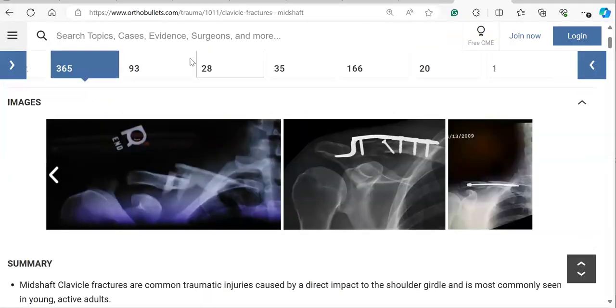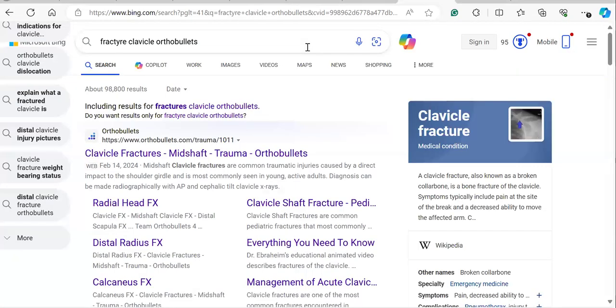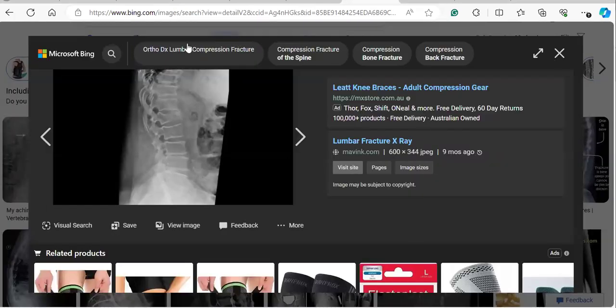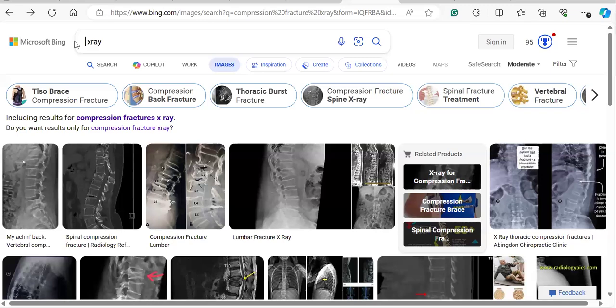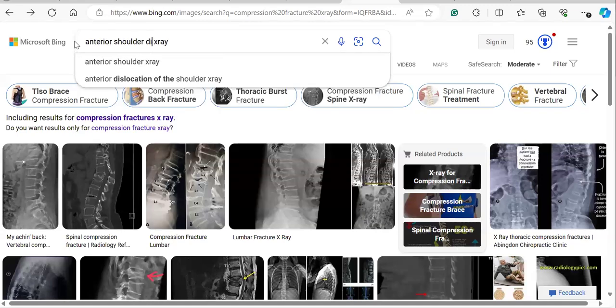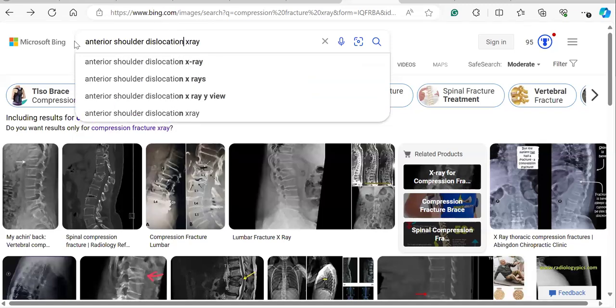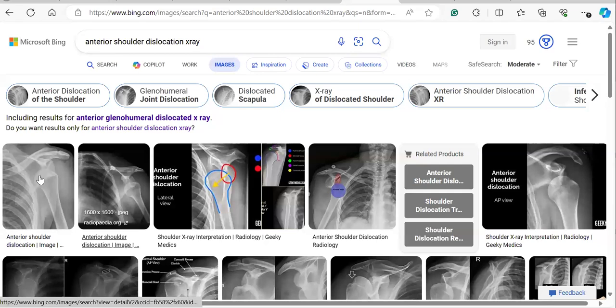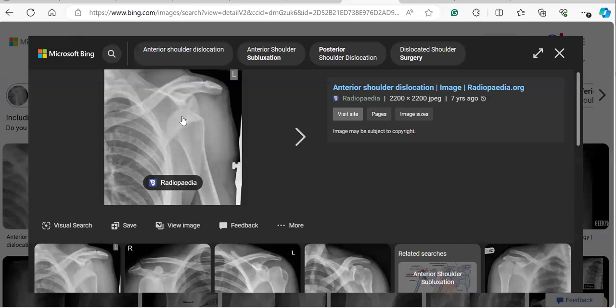Let's have a look on an X-ray how shoulder dislocation looks like. So this is anterior shoulder dislocation. Definitely you can understand that this is the shoulder joint, right? And this is where the humerus should be. And you can see the humerus is dislocated forward or anterior. So that's anterior dislocation of the shoulder. Okay.